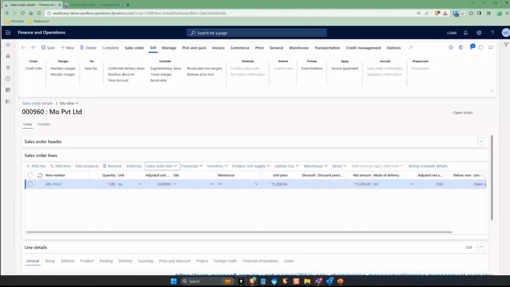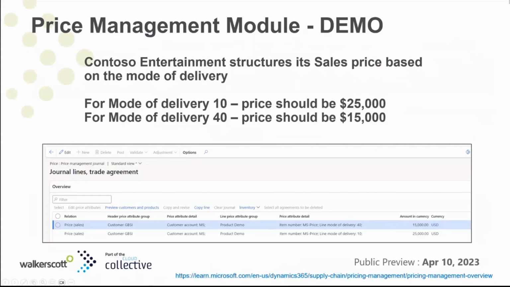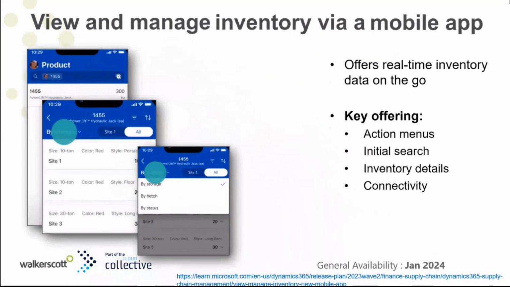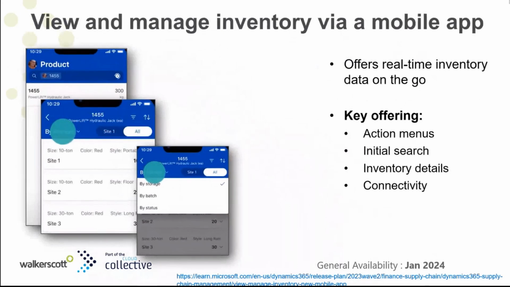Okay, so that's the end of the demo. I will now move on to the next point, which is view and manage inventory via mobile app. The view and manage inventory mobile app offers real-time inventory visibility across multiple locations, streamlining tasks for store and field managers. Again, the general availability is in January 2024.